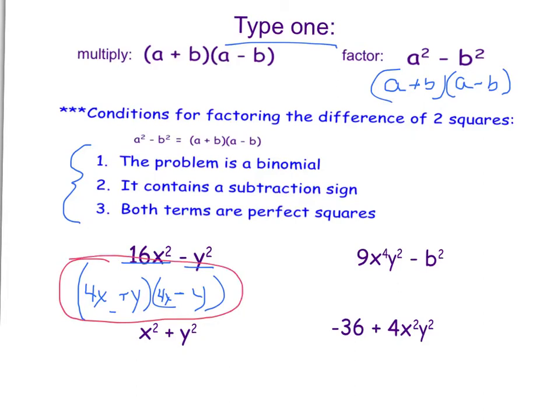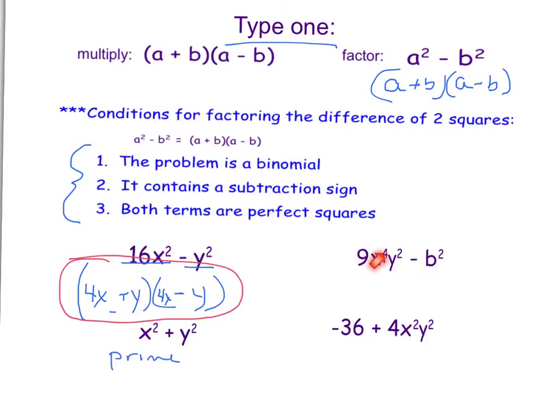Alright, let's do the one right below it. Is it a binomial? Check. Does it contain a subtraction sign? No, it does not. So it does not fit the type 1. We can't work backwards to get this. We could still possibly factor out a common binomial like we were doing prior to this, but they don't have anything in common. So we have to just say, it is prime. We can't factor it.